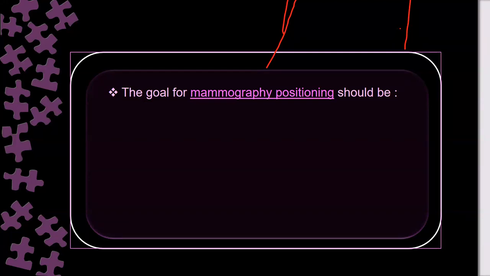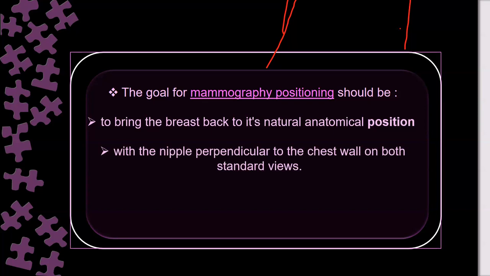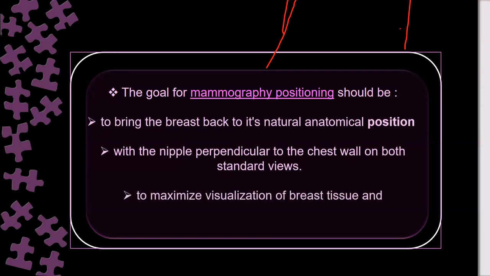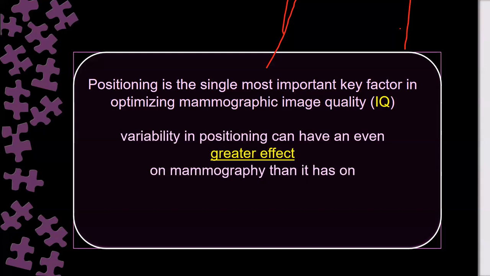The goal of mammographic positioning is to bring the breast back to its natural anatomic position, with the nipple perpendicular to the chest wall on both standard views at the level of the pectoralis, and to maximize visualization of breast tissue as well as avoid superimposition of structures. As you know, positioning is the single most important factor in optimizing mammographic image quality. As we said before, it is at the top of the pyramid. Variability in mammographic positioning can have an even greater effect than in other imaging examinations. A minimal error, as you have seen, can result in a disastrous effect.